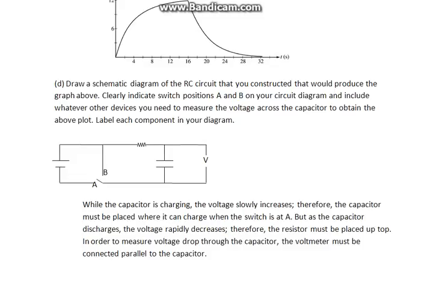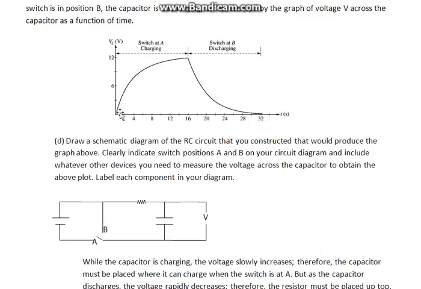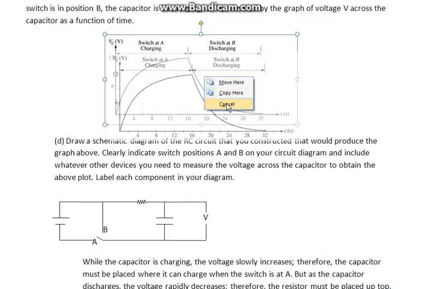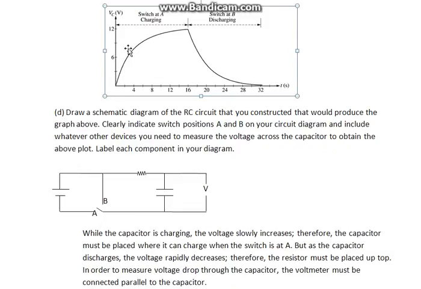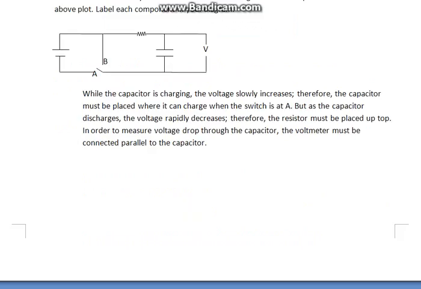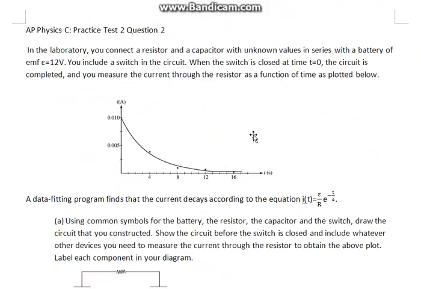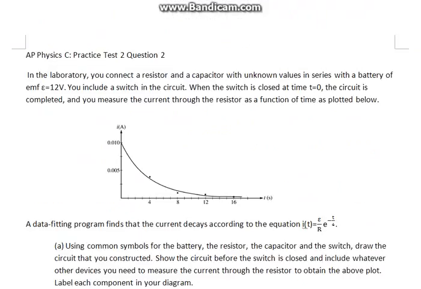While the capacitor is charging, the voltage slowly increases. Therefore, the capacitor must be placed right here where it can charge when the switch is at A. But as the capacitor discharges, the voltage rapidly decreases. Therefore, the resistor must be placed on top. Furthermore, the resistor allows this graph to be shown without a sharp increase or a sharp decrease. Furthermore, the voltmeter must be placed in parallel with the capacitor in order to avoid short circuits. And that is practice test 2, question 2.